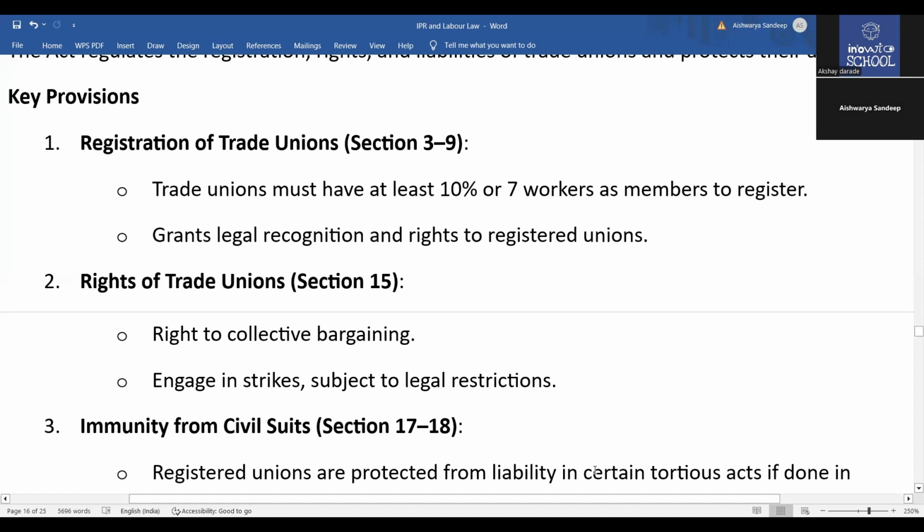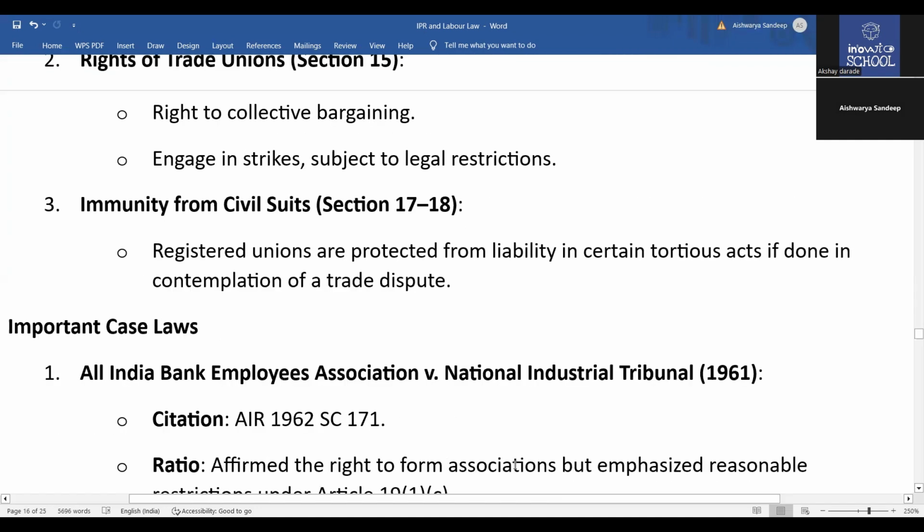So you have registration of trade unions under sections 3 to 9, which talks about when and in what factories trade unions should be registered. Again, as I said, section 2 will consist completely of all the definitions. Your trade unions should have at least 10% or 7 workers as members to register. Then it grants legal recognition and rights to a registered trade union. The rights of trade unions are: they have the right to collective bargaining, and they can engage in strikes subject to legal restrictions.